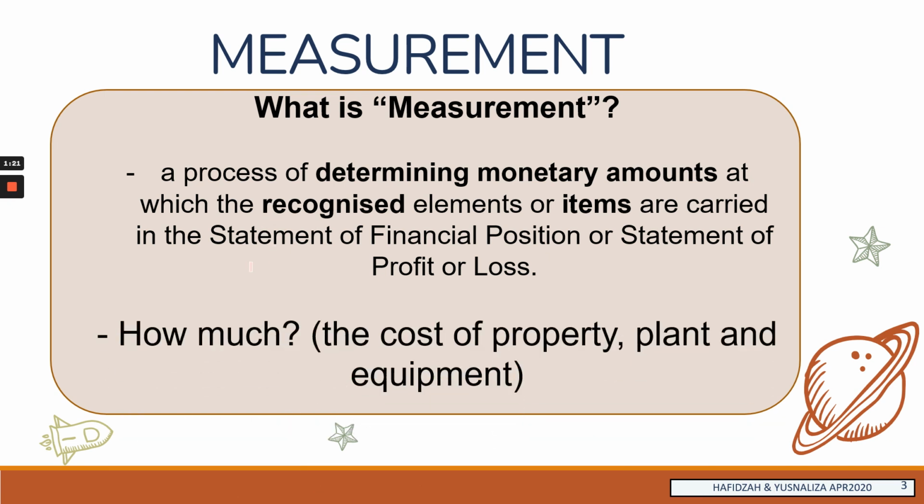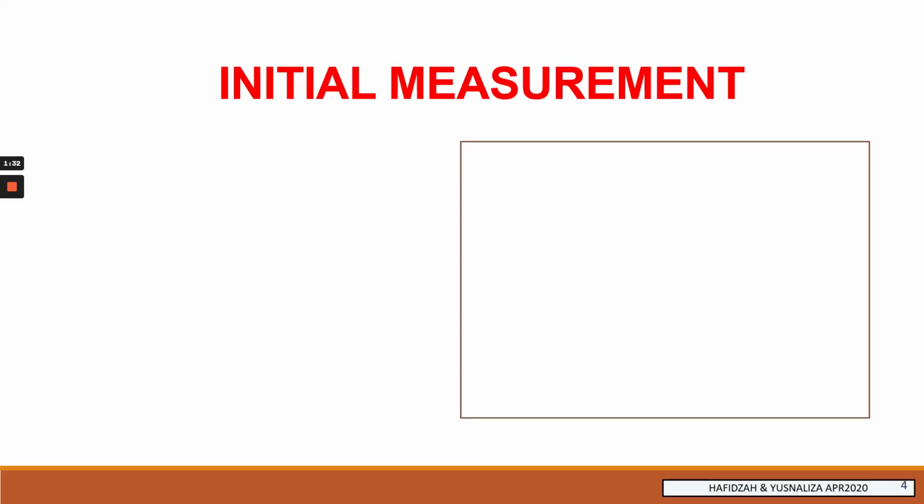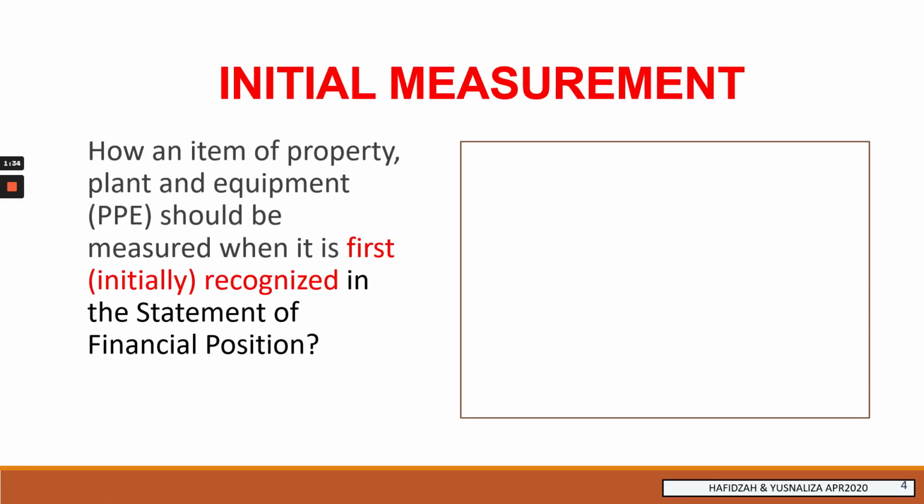The issue is how much is the cost of property, plant and equipment that we need to show in the statement of financial position as part of the non-current asset. So let's start with the initial cost. Initial cost is about how an item of property, plant and equipment should be measured when it is first bought or initially recognized in the statement of financial position.